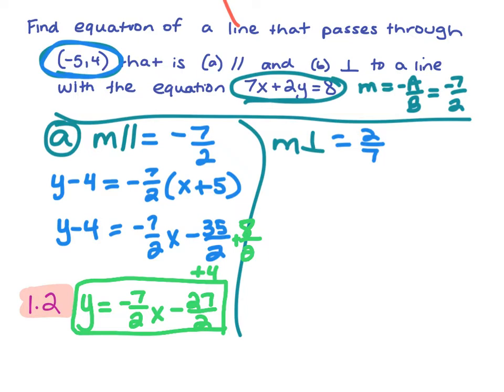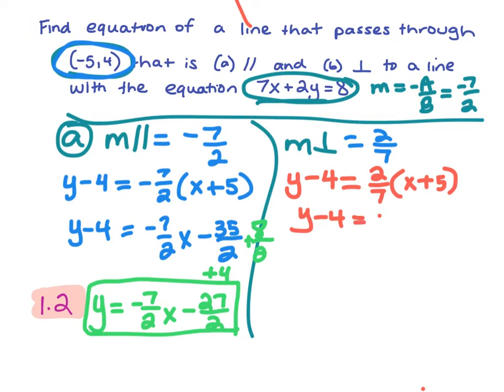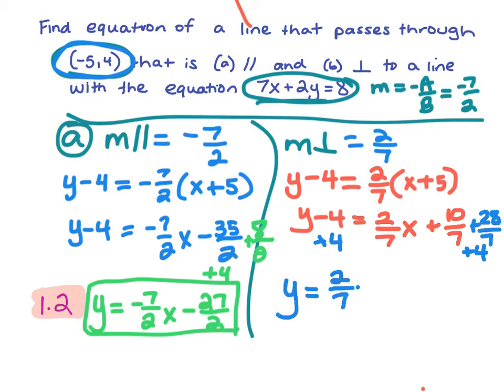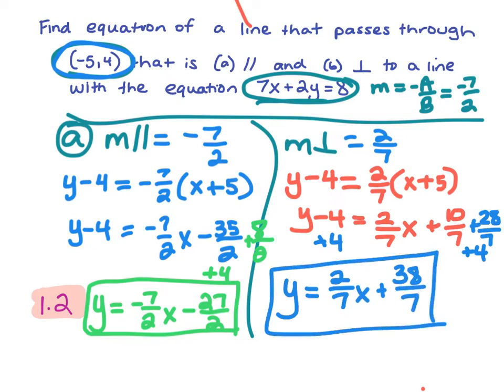So then if I'm dealing with the perpendicular side, still y minus y1, which is 4, equals, now my slope is 2/7, times (x minus a -5), which becomes +5. So then y - 4 = 2/7 x + 10/7. And then I've got to add the 4, and 4 is the same thing as 28/7. So I get y = 2/7 x + 38/7. And you can leave it improper as long as it can't be reduced.